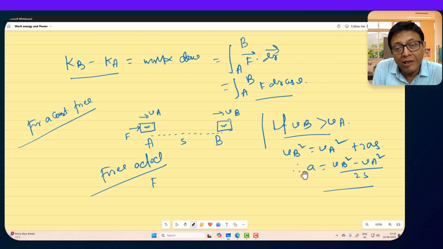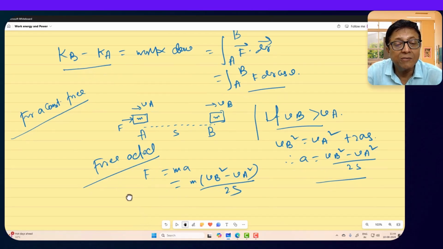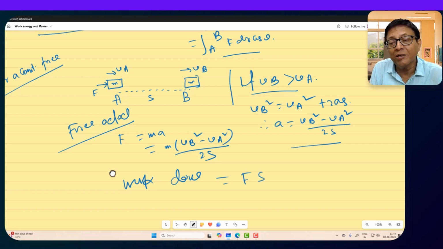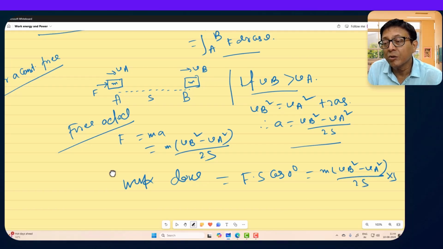Force acted will be F equal to m into a, that is m into (Vb square minus Va square) by 2S. Okay, so work done is what? Force acted along the direction of displacement, it will be F s cos 0 degree. Nothing but m (Vb square minus Va square) by 2S into S.